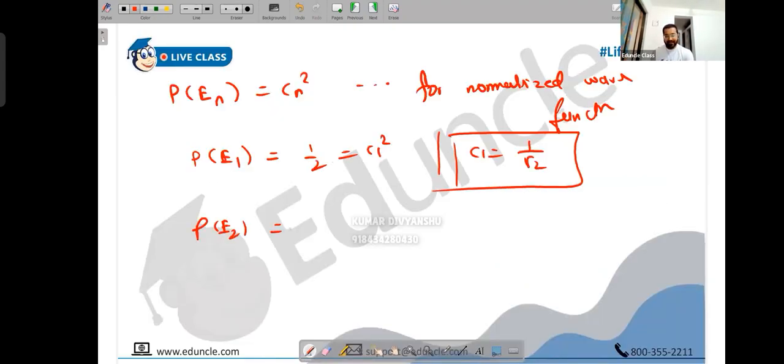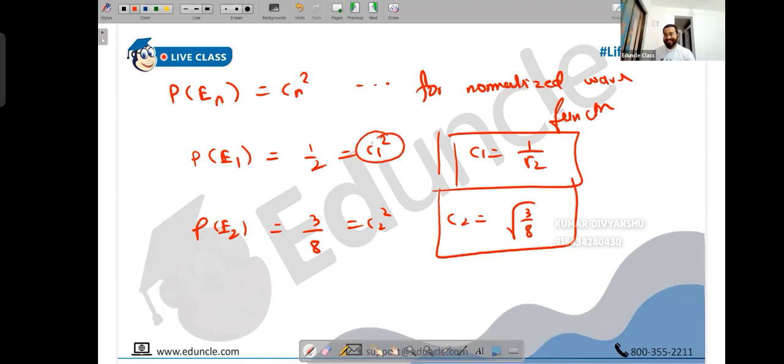Probability that I will get energy E2, it's how much? 3 by 8. So this is C2 square. So C2 is root 3 by 8. I hope you realize what we did. C1 square the whole square, we did C2 square the whole square and C3 square the whole square, and we were checking whether it's 1 or not.